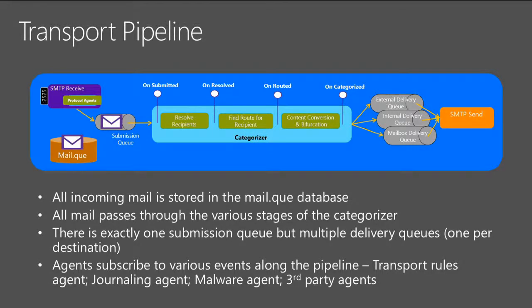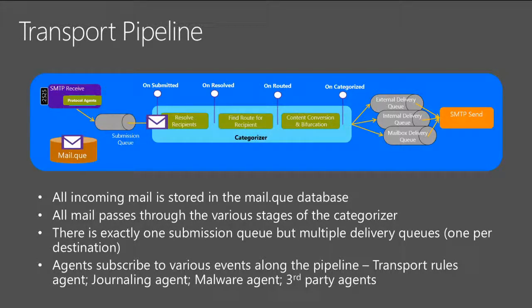The submission queue is where all incoming mail comes. There's only one of it. I think it has a limit of 10,000 messages or so. But mail comes into the submission queue, and it goes through this categorizer pipeline. A lot of good things happen in this categorizer pipeline. Let's walk through this list.